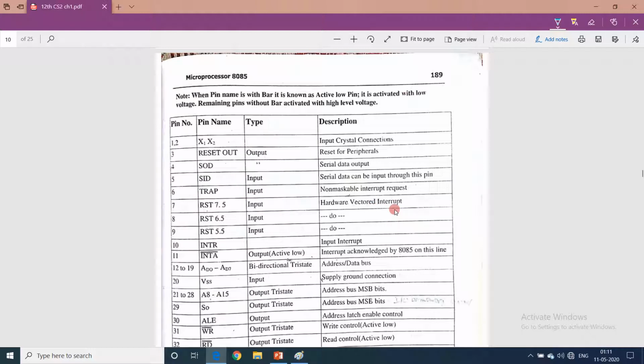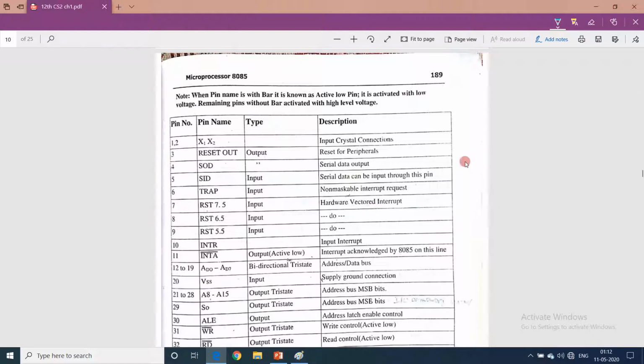Then there is a term vectored interrupt. Vectored means that when such types of interrupts come to the processor, it knows the address of the input output device from where it is coming. It knows the address. When such type of interrupt comes, where it has to go, it knows. And non-vectored interrupts are the interrupts which come to the processor, and the processor doesn't know from where that interrupt is coming. So TRAP, RST 7.5, RST 6.5, RST 5.5, these 4 are all vectored interrupts. Only INTR is the interrupt which is non-vectored. When such an interrupt comes to the processor, the processor doesn't know from where the interrupt is coming.